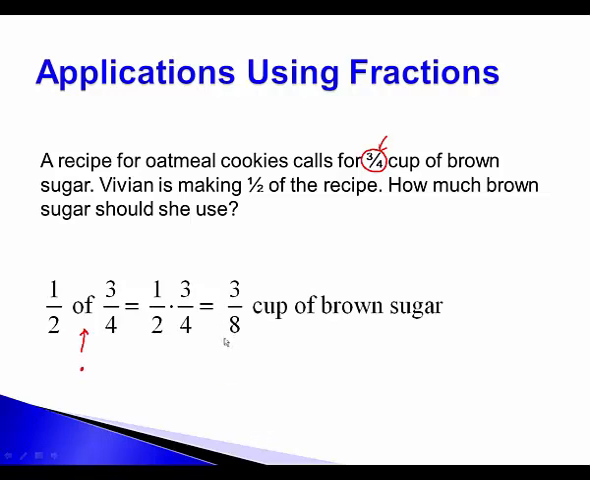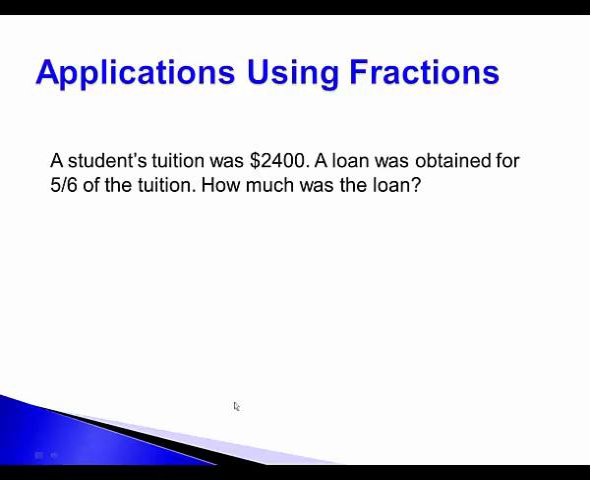Please make sure that when you get this number, you don't stop right there because you also need to tell what that is. So your final answer here is not just 3/8. It's 3/8 of what? It's 3/8 cup of brown sugar. So make sure that you label what your answer is. Let's look at one more application problem. A student's tuition was $2,400. A loan was obtained for 5/6 of the tuition. How much was the loan?